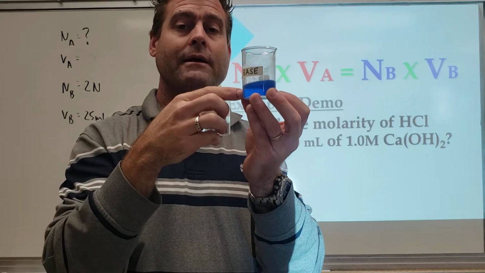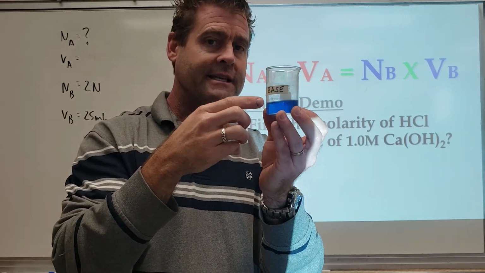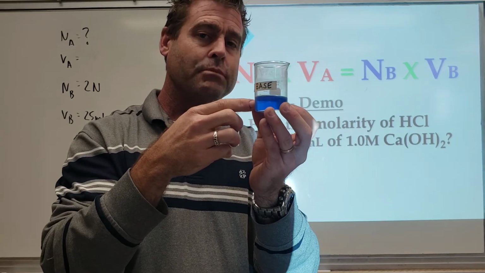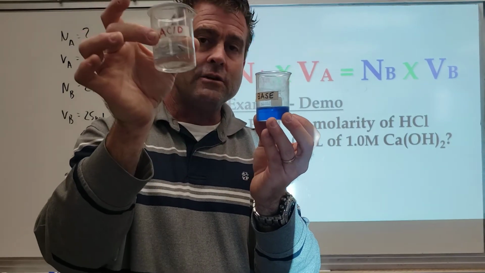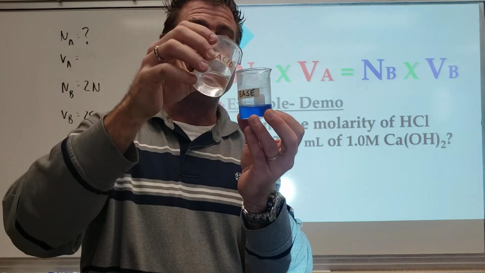So what's dominating right here? In this solution, I still have more hydroxide, OH minus ions, than I have H3O plus or H plus ions, right? So I've got to continue to add some more acid, which adds more H plus, H3O plus ions.